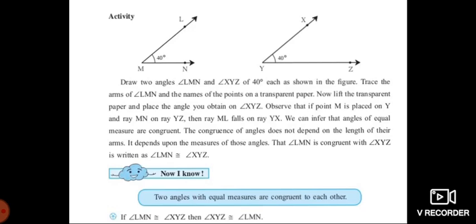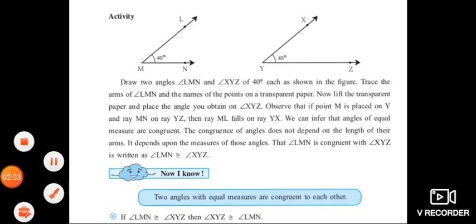You have to trace that angle on that particular trace paper. After tracing it, you are going to lift that same paper and you have the angle on it, isn't it? That angle you are going to overlap on XYZ, and when you overlap, you can see that the point and the rays of the angle on the trace paper are exactly overlapping angle XYZ. This tells us that both the angles coincide and they have equal measure.